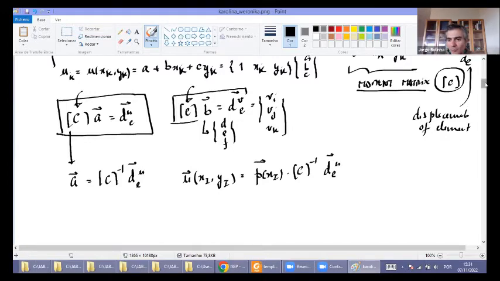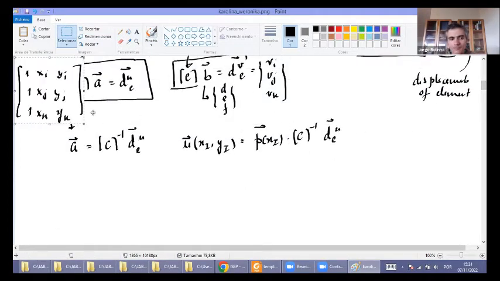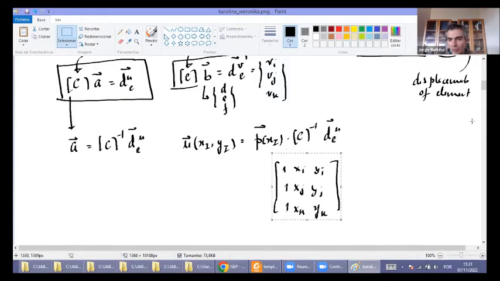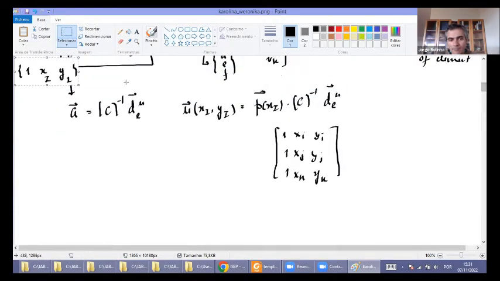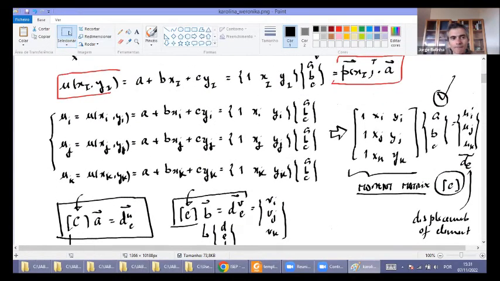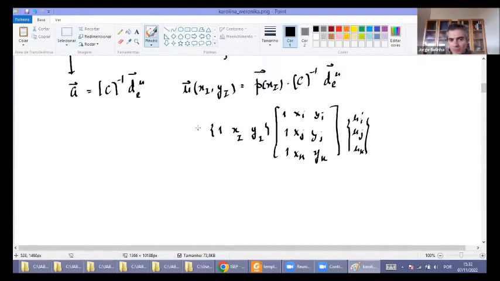Let's write it. It will be something like this. It will be this matrix, exponential -1. It will be the polynomial. Polynomial is this one. Multiply by this part, and this part is this vector. This is the general formulation of the finite element method. This interpolation is the general interpolation of the finite element method.